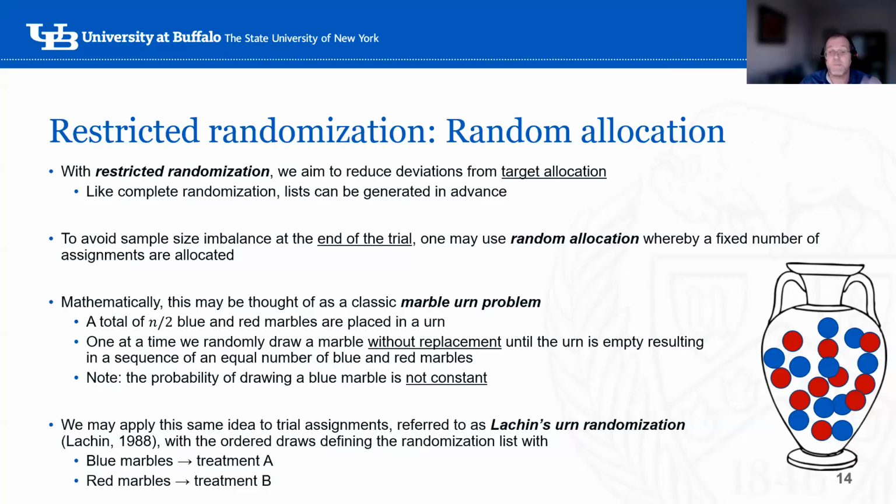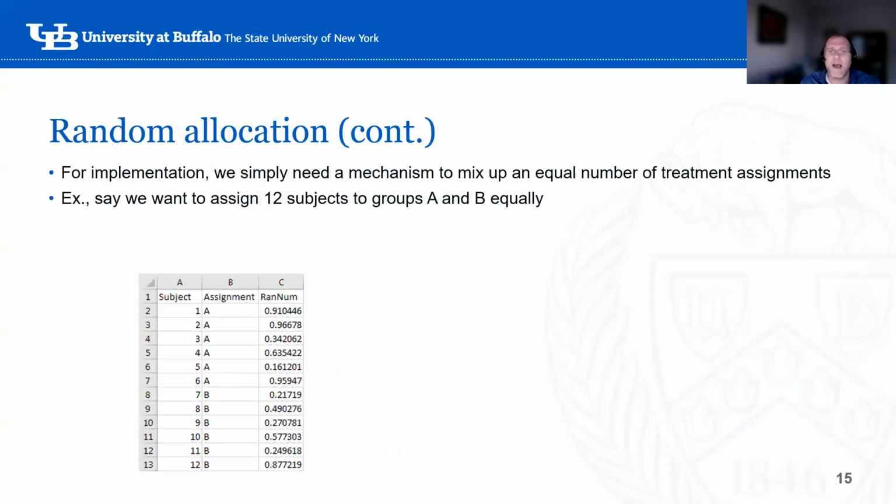What I can do is apply that same idea for randomization. Instead of having red and blue marbles, I have treatment A and treatment B marbles. And that's the idea of urn randomization, also often referred to as Laughlin's urn randomization. And this is something that is fairly commonly used. How would I do that in Excel?